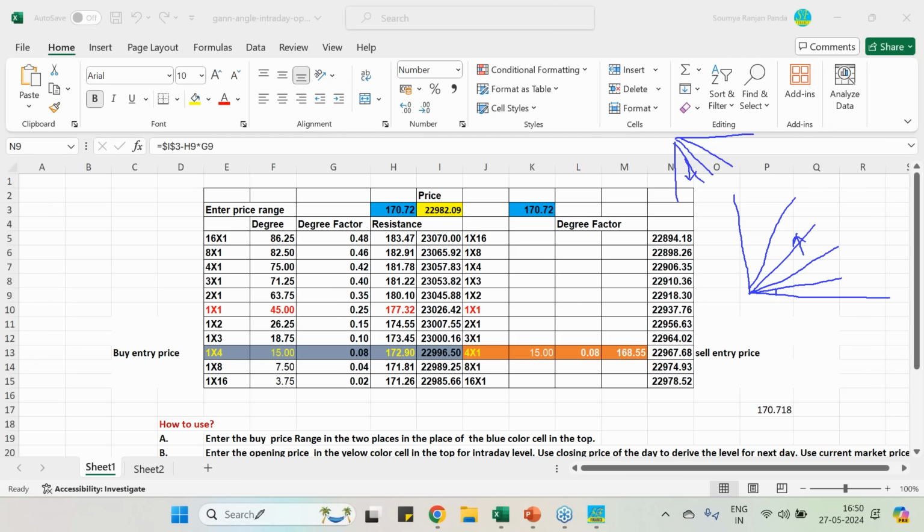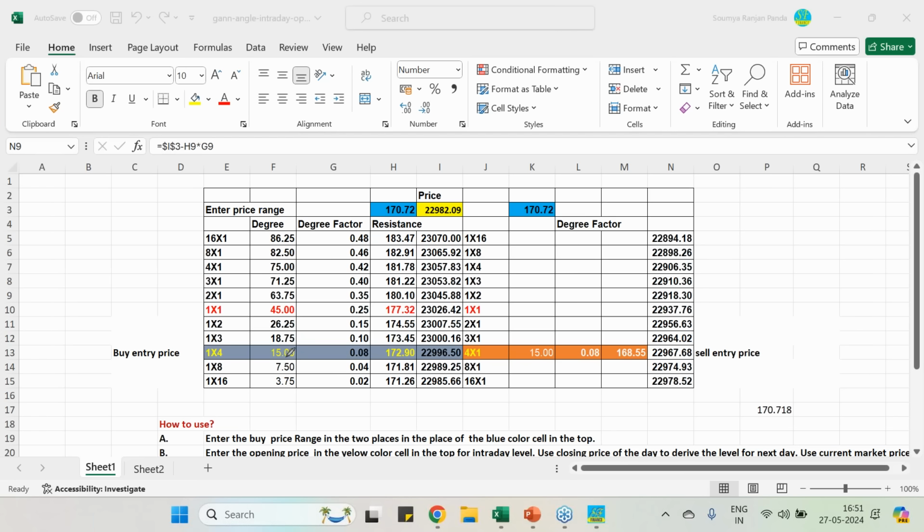Why 11 trend lines? Gann has told that 1 unit of price change happens in 16 units of time change in semi-log scale. It is 3.75 degrees. So 1 by 8, meaning 1 unit of price change happens in 8 units of time, is 7.5 degrees. 1 unit of price change in 4 units of time is 15 degrees.